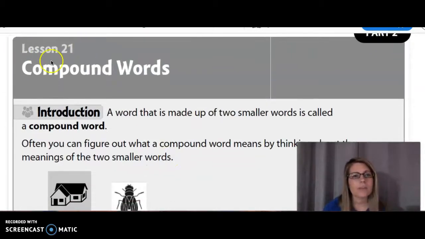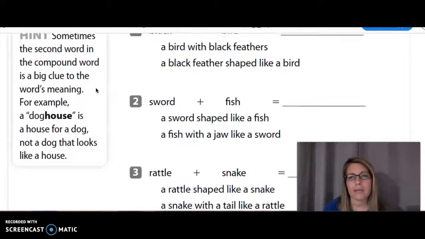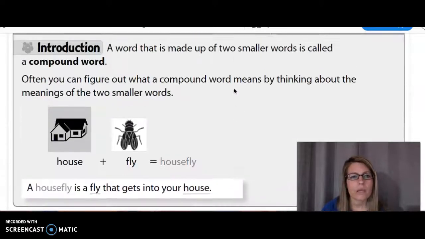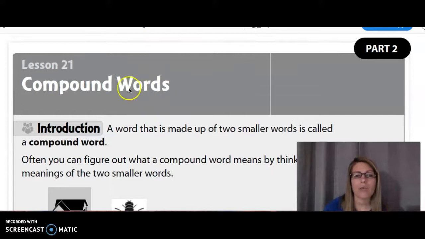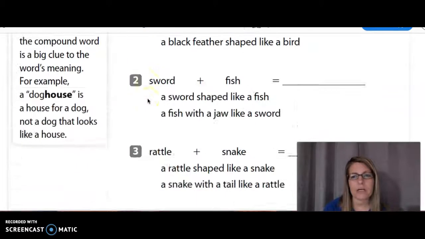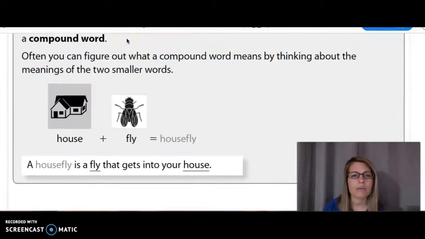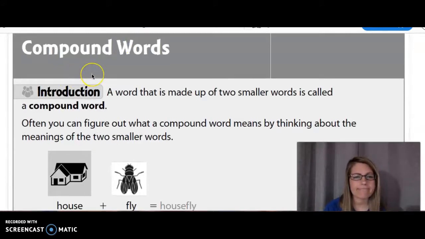Today we are working with lesson 21 on page number 11, and it should say compound words up at the top. So we are on page number 11 and we've got compound words up at the top. All right, our objective today is to use compound words, to create compound words, and to identify their meanings.